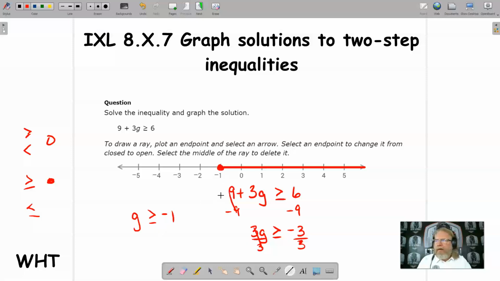We can always check our answer by selecting a number that's in the set of solutions. I always like selecting 0, because anything times 0 is 0. So we plug in 0 times 3, we end up with 0. So we can look at 9 is greater than or equal to 6. Indeed it is, so we know that our arrow went in the correct direction.